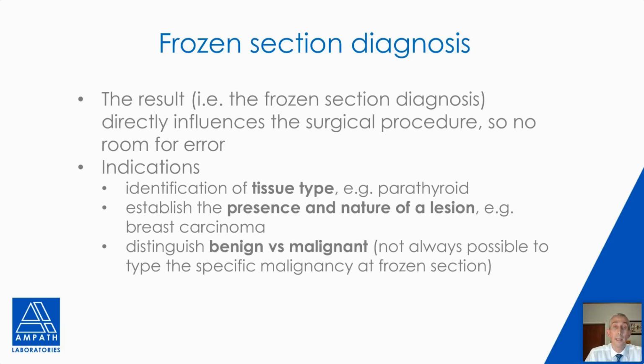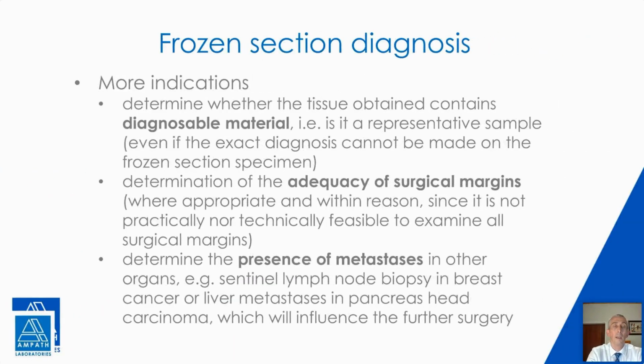More indications include to determine whether the tissue obtained contains diagnosable material. This is important in central nervous system tumor pathology, where it is often difficult at surgery to discriminate between a low-grade glial neoplasm and gliosis at the periphery, which occurs in the adjacent cerebral cortex.